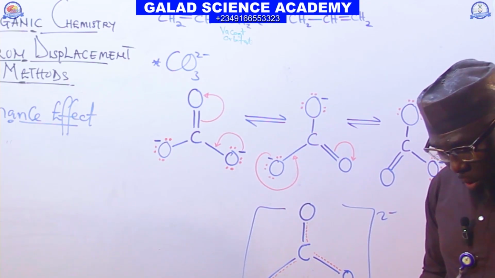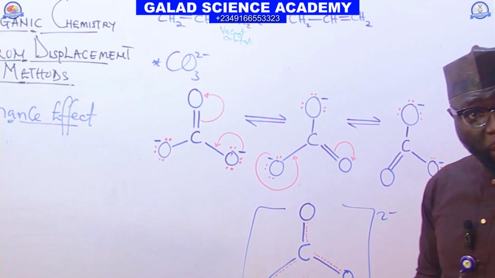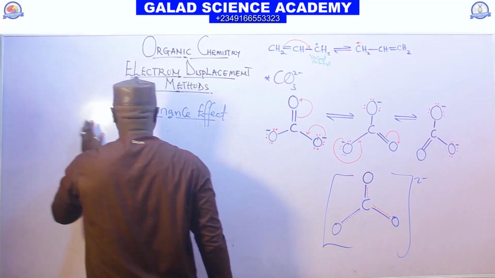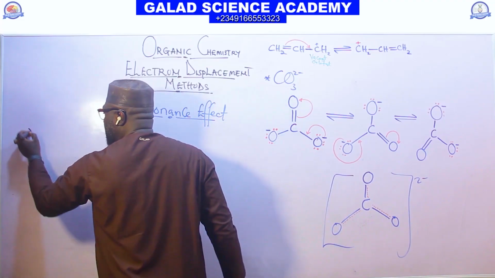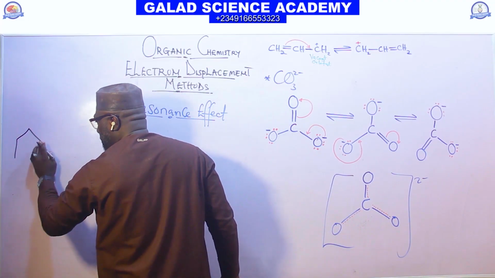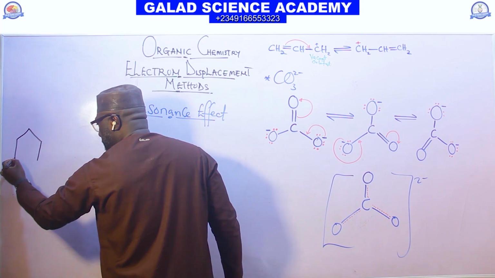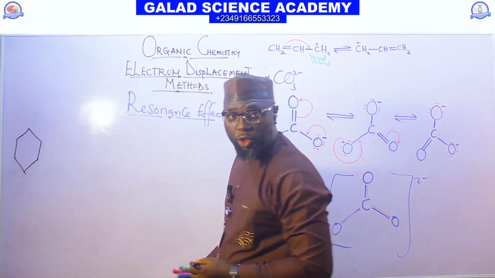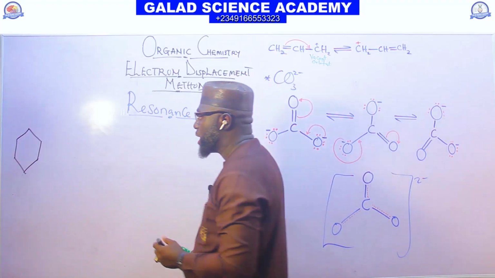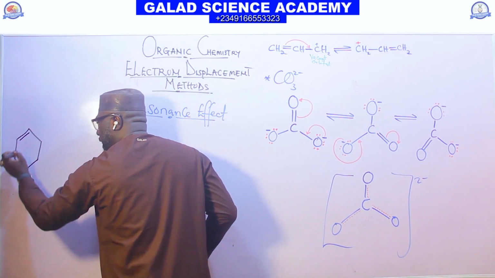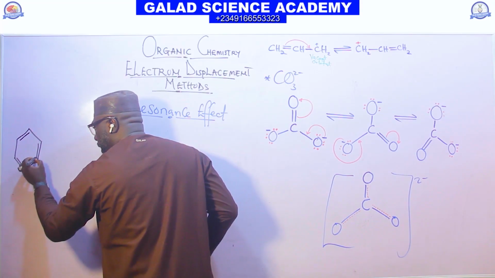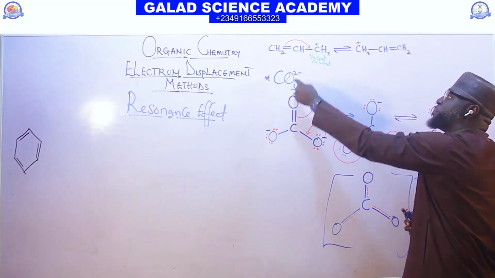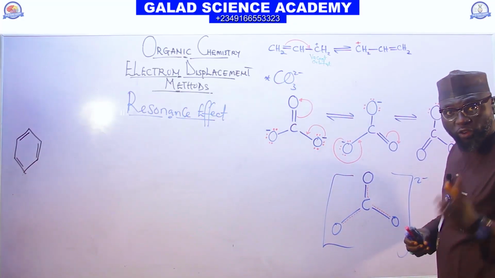Let me give you one example of resonance. The common example of resonance structure that we are all familiar with is benzene. Let me say this is benzene. This is the common resonance structure that we are all familiar with, according to August Kekulé. We have pi bond, pi bond. All these electrons that are moving here are pi bond electrons, shifting of the pi bond electrons.